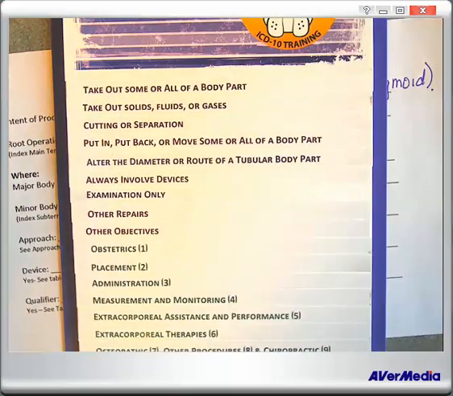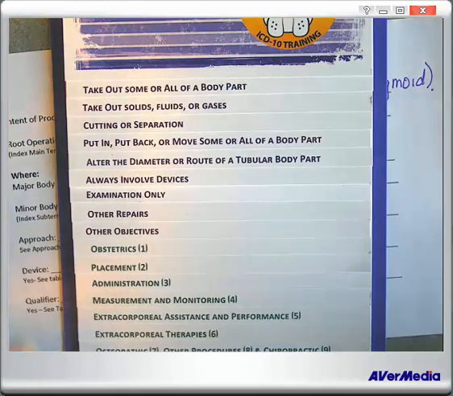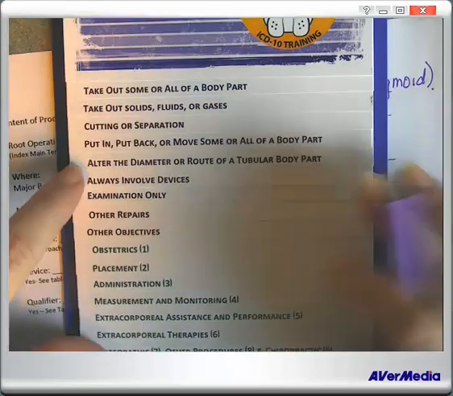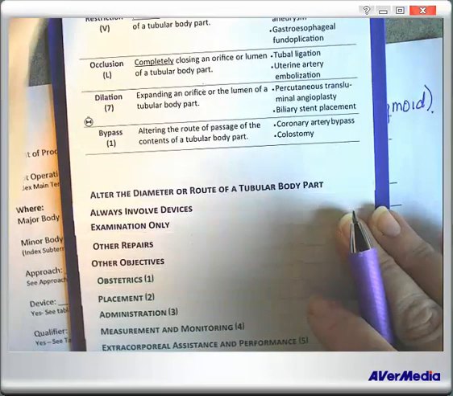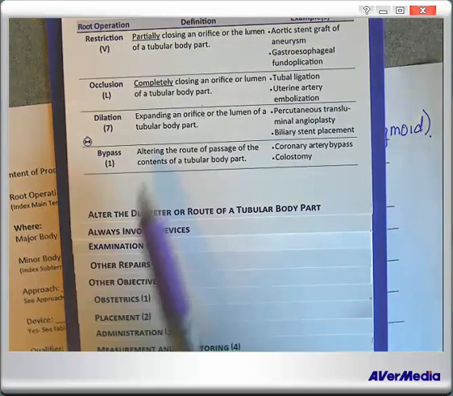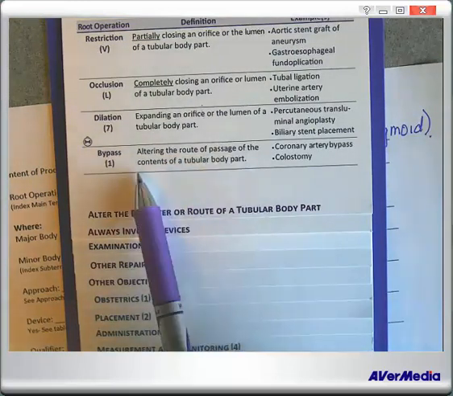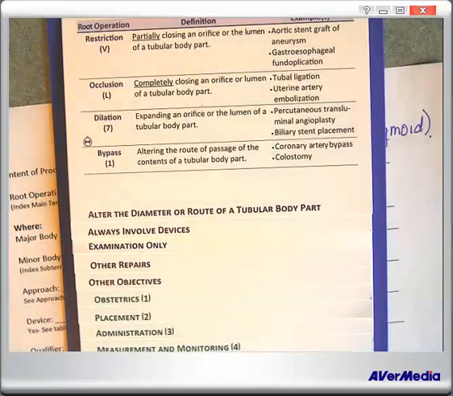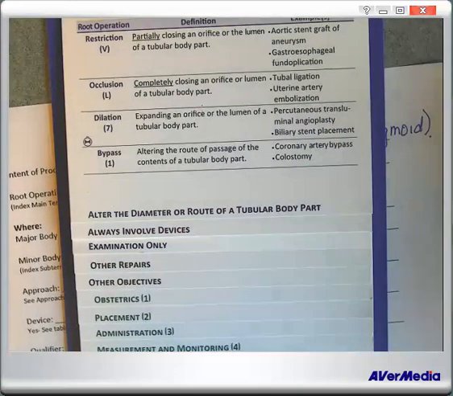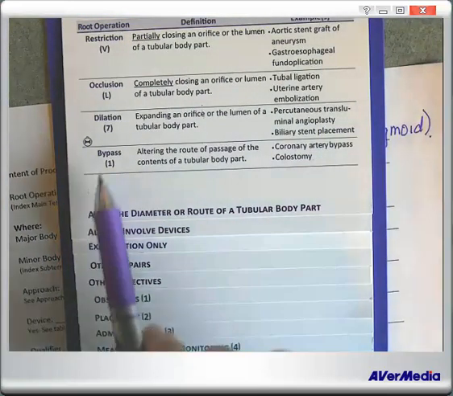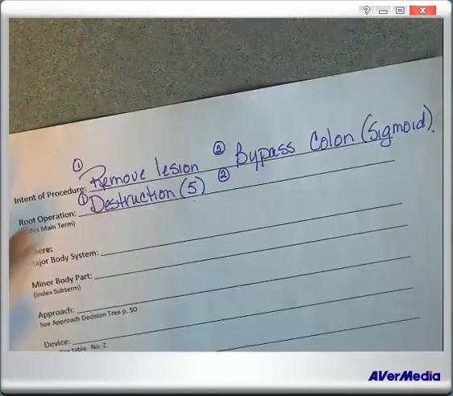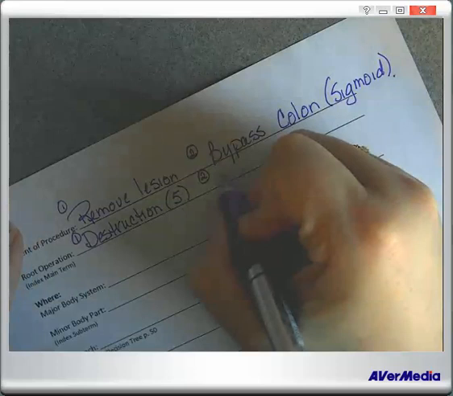When we think of tubular body parts, a lot of times we think of vessels, but the colon is a tubular body part, is it not? So let's take a peek there. And look what we have right there, bypass, altering the route of passage of the contents of a tubular body part. That's what we've got. And for an example, they actually have a colostomy, don't they? All right. So we know here that our root operation is bypass, and the character that will represent it is 1, the number 1.